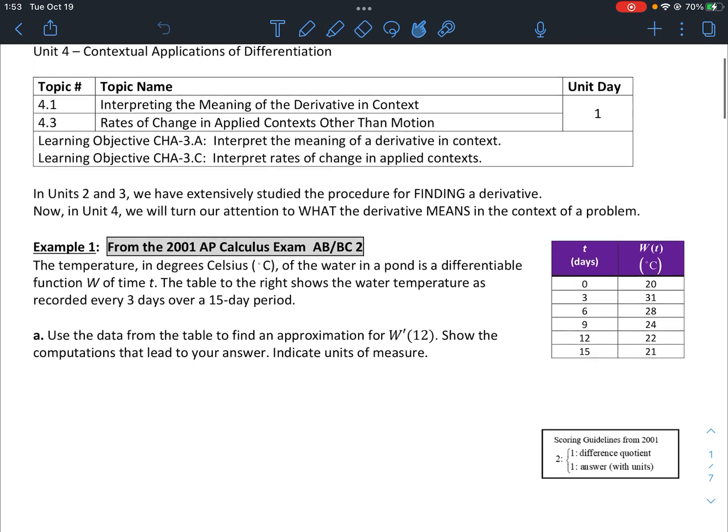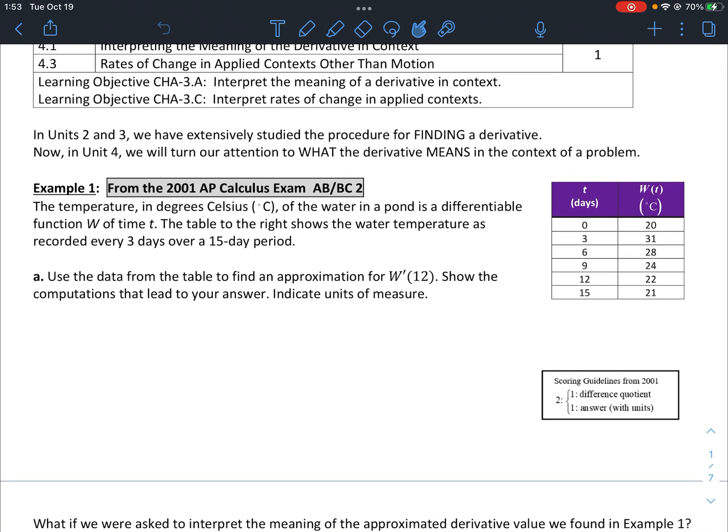Okay, so really, in the last two units, all we've really focused on is finding derivatives. Next two chapters now, and starting here in Unit 4, we're going to start talking about what does a derivative mean in the context of a problem? What does it help us find? So really what we're going to do today is just look at a bunch of problems from old AP tests and talk about what the meaning is behind what we're looking at.